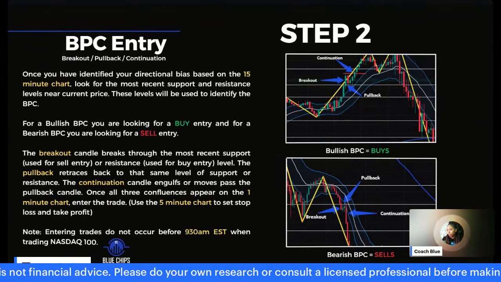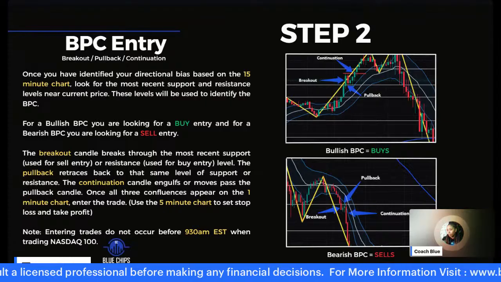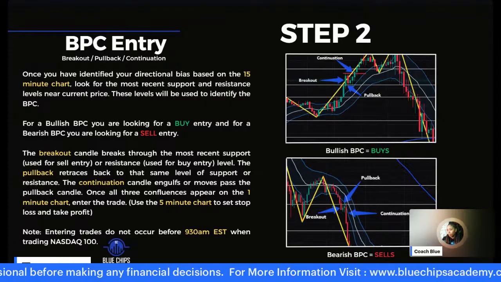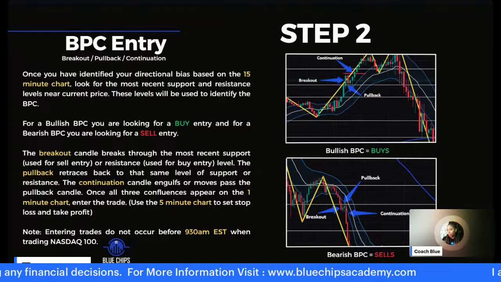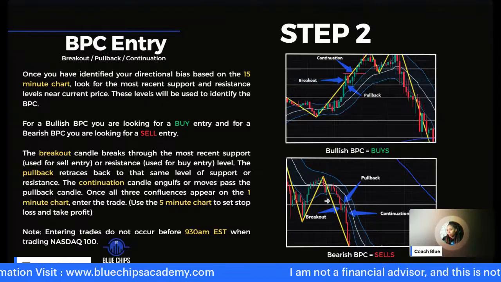So with step two, once we've identified our directional bias based on a 15-minute chart, that's what we use for the directional bias. We use a 15-minute chart. We look for the most recent support and resistance levels near the current price. So these levels will be used to identify the BPC.